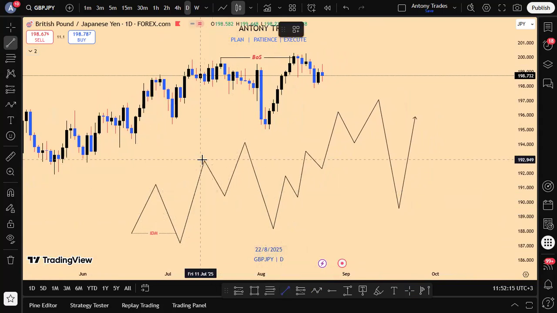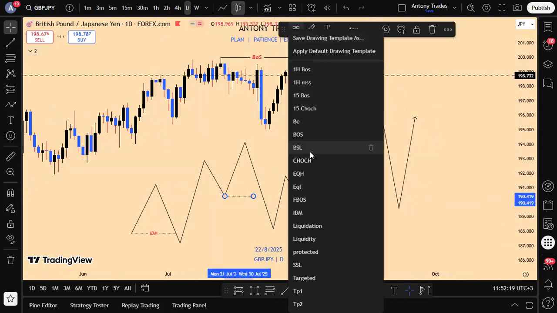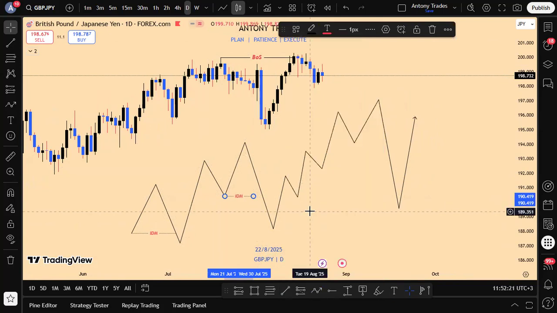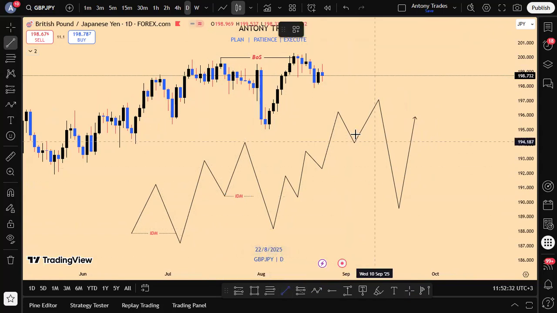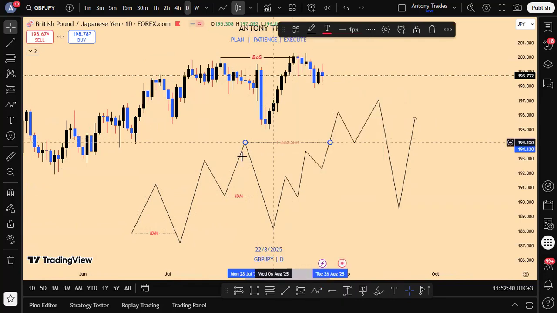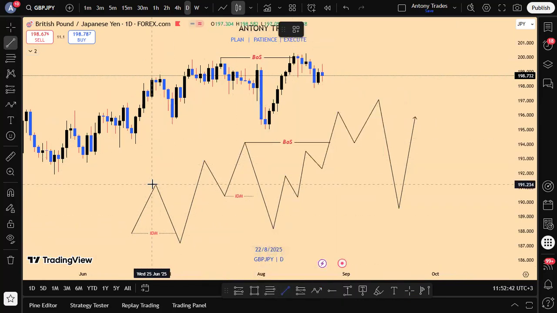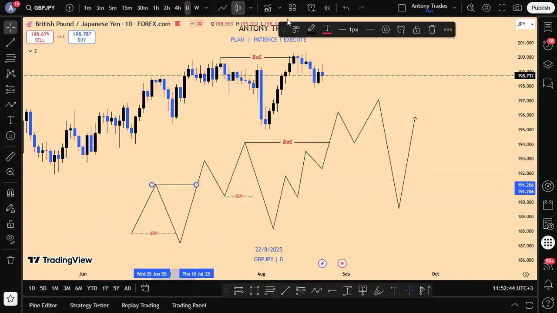Because for me, this is not a valid break of structure. This becomes my inducement. Don't worry, I will make a video explaining what an inducement is, what a major liquidity is, and what a minor liquidity is. So don't worry, I'll make another video explaining that. So you can see here, this now becomes a valid break of structure. This is a valid break of structure. Then this is also a valid break of structure.